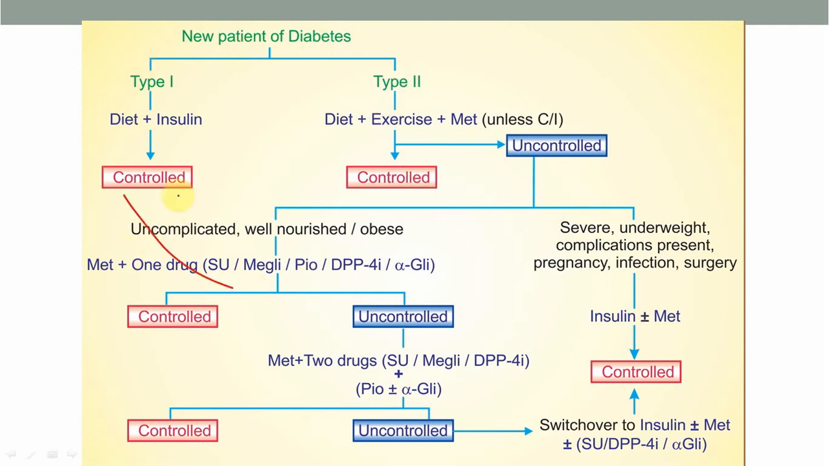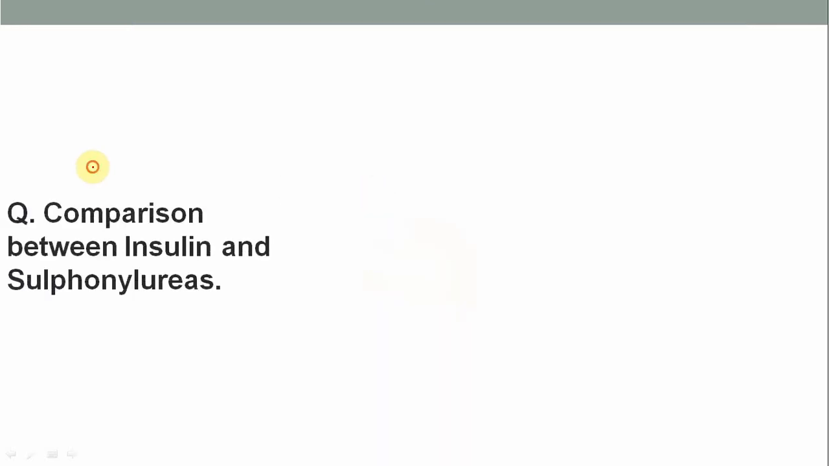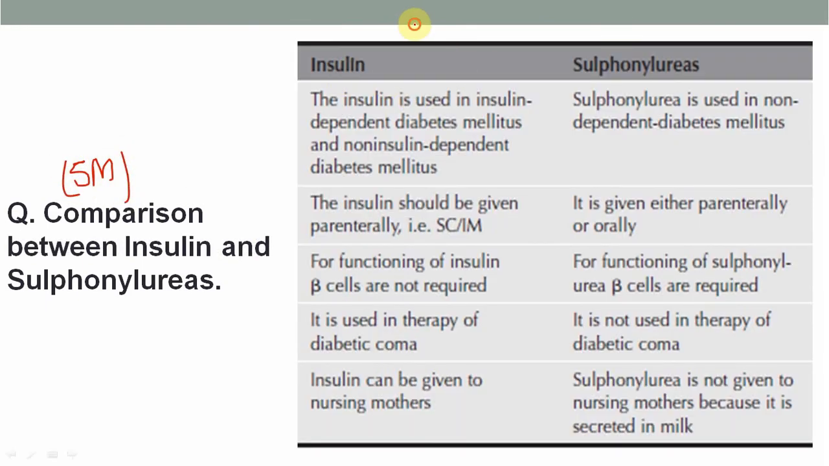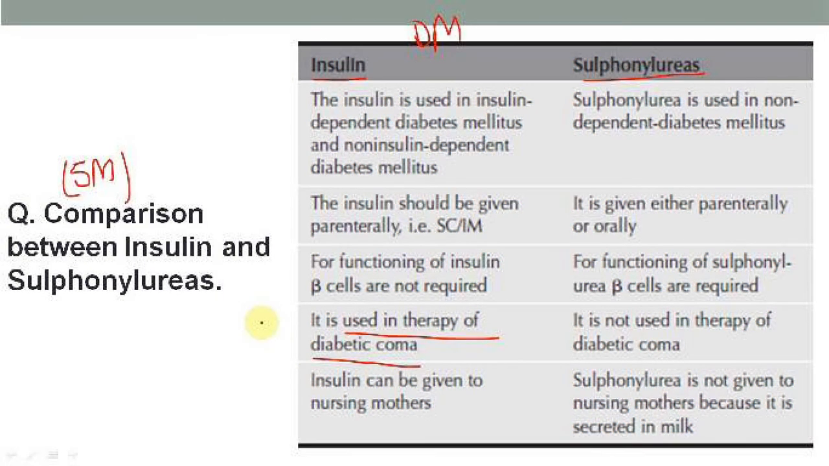This is the flow chart of management approaches in diabetes mellitus. Very rarely a question comes as compare insulin and sulphonylureas, in which you will describe diabetes mellitus and its types. Then you will give the difference, as insulin is used in type 1 diabetes and sulphonylureas in type 2. Then you will explain some of these points, as insulin is used in the therapy of diabetic coma, and some other points.